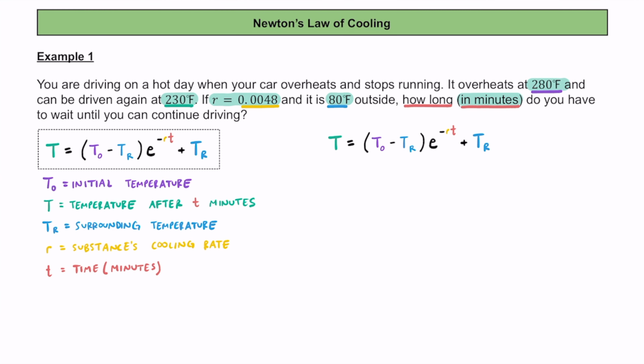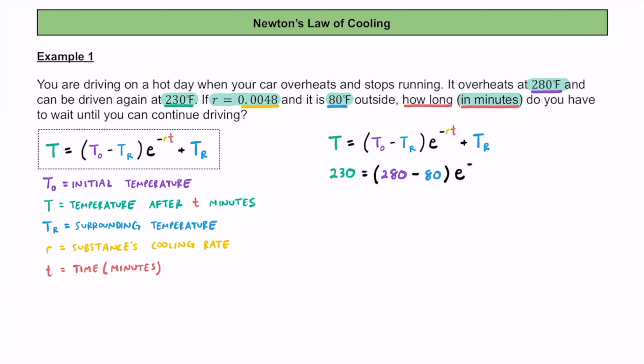Here is our original formula, and let's substitute in capital T here at the beginning, which is going to be 230 degrees Fahrenheit. Let's put that on the left side. That's going to be equal to the initial temperature, which we said was 280 degrees, so let's plug that in, 280. Let's take away T sub R, which represents the surrounding temperature. It is 80 degrees outside, so minus 80. Let's put the end of the parentheses there. We're going to multiply this by e, which is that value of about 2.71828, and so on and so forth. This is raised to the negative RT power.